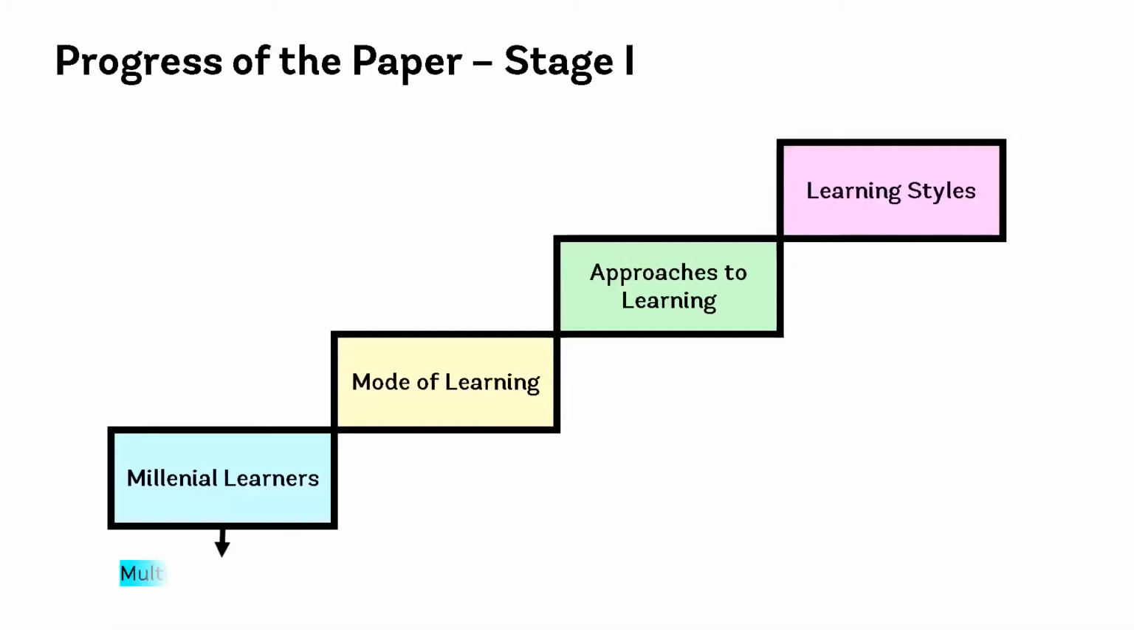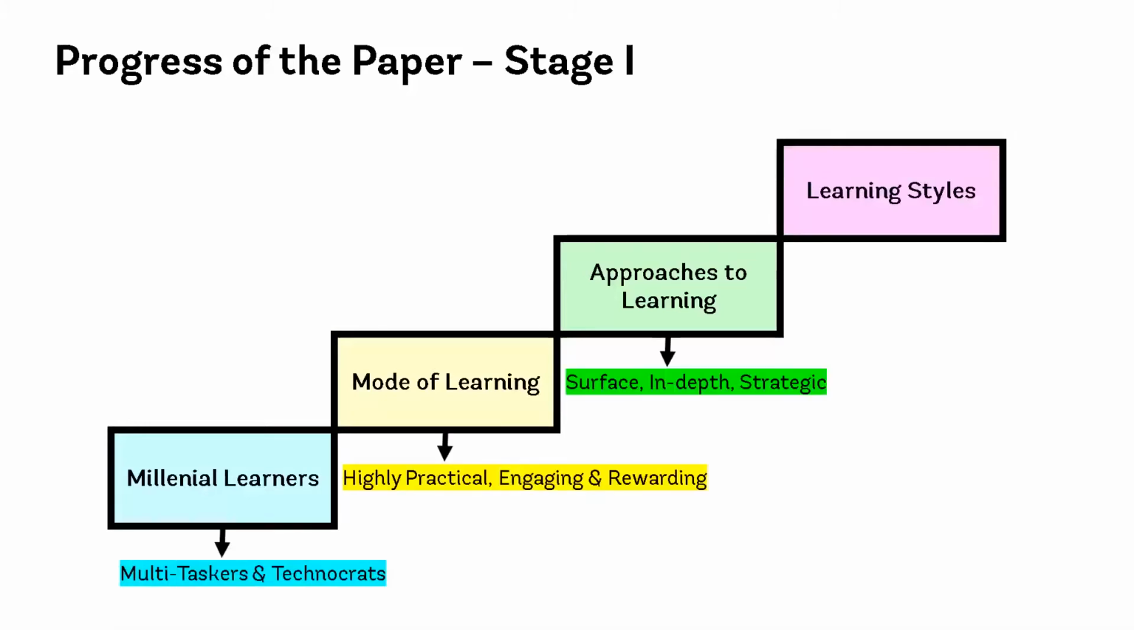The first stage sets the background and tone for explanation. Teach, test, teach involves both teacher and learner. The millennial learners are multitaskers and technocrats. The purpose of education is to change the thoughts, feelings, and actions of the learners.